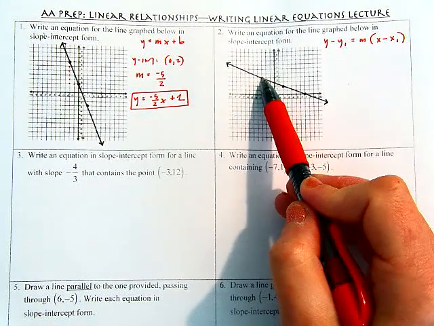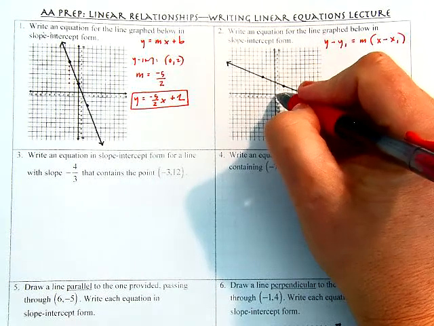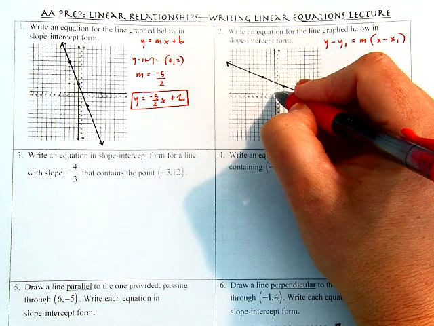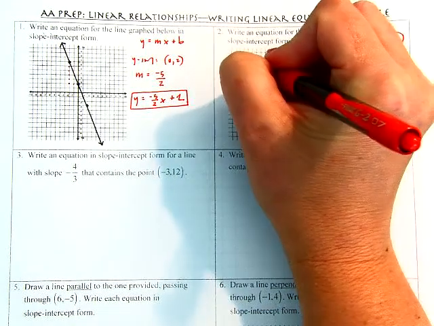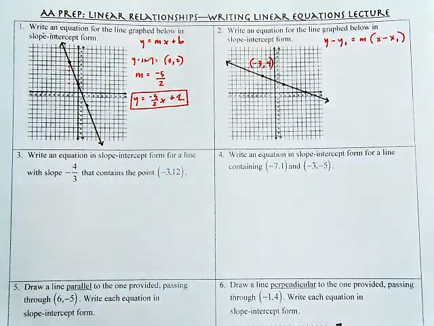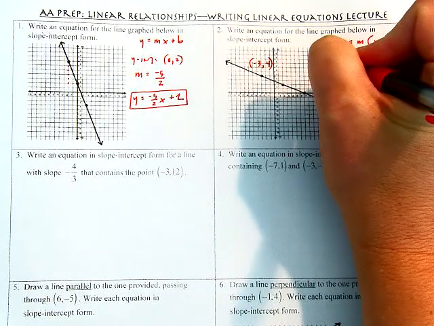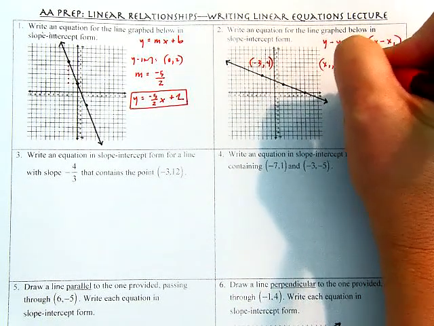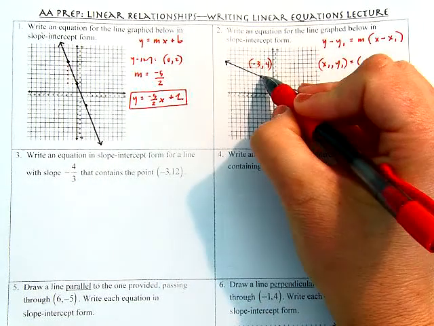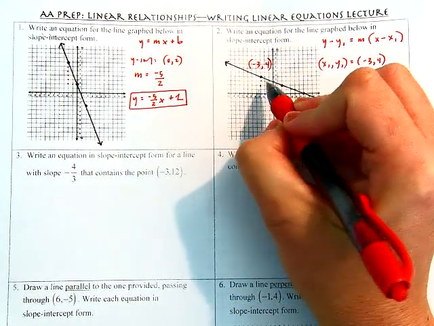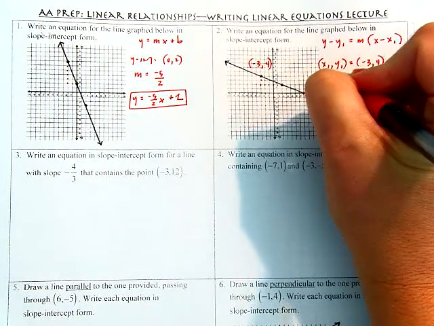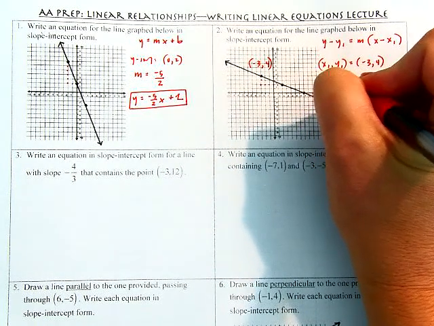I'll pick this one. If I count over 1, 2, 3, up 1, 2, 3, 4, negative 3, 4 is this location. That will be the point that I build off of. So x1, y1 will be negative 3, 4. Then for the slope, I'm going down 1, 2, and right 1, 2, 3, 4, 5. So my slope is down 2, right 5.